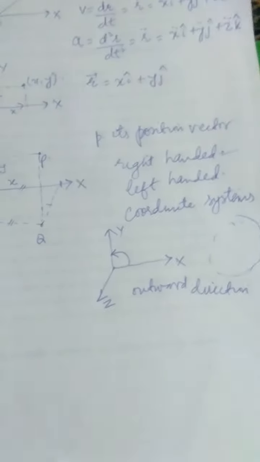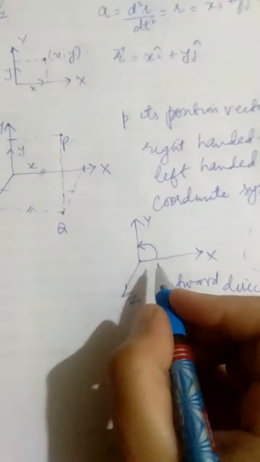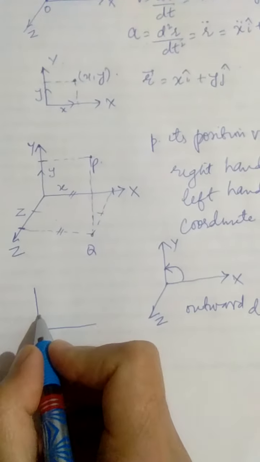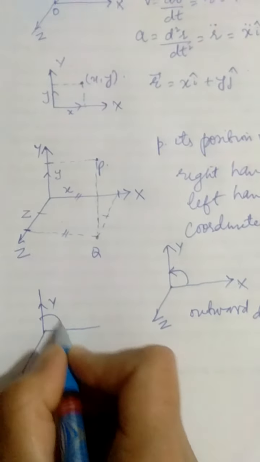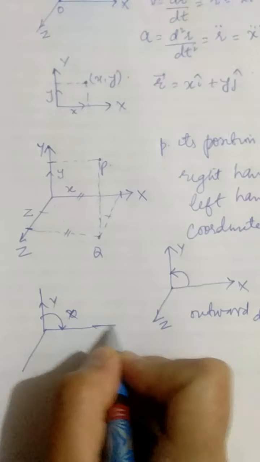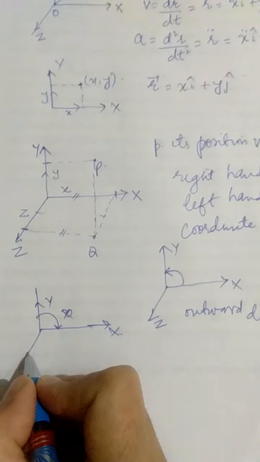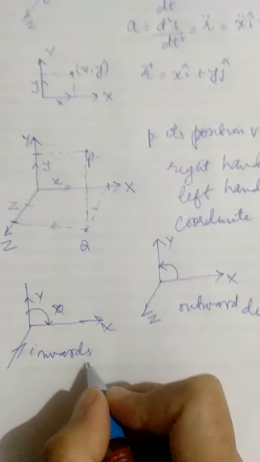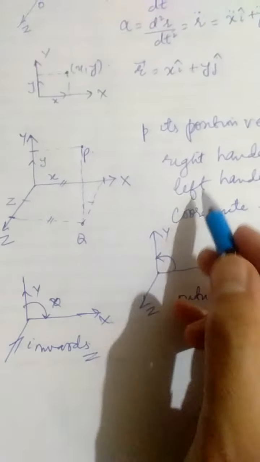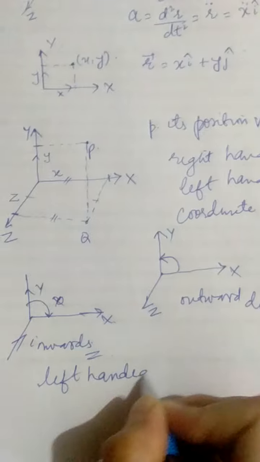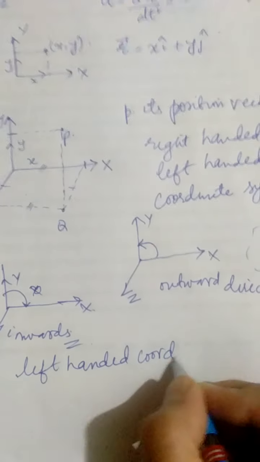y. Now, if you move clockwise from y to x, right? In another picture we want to show that if we move clockwise from y to x, then again the resultant will be along z, but it will be inwards. So this type of system is called a left-handed coordinate system, because you can imagine it with the help of your left hand.